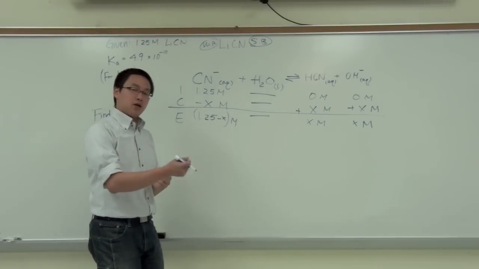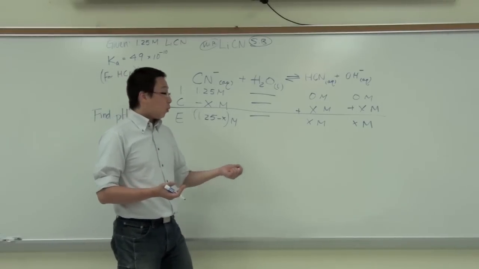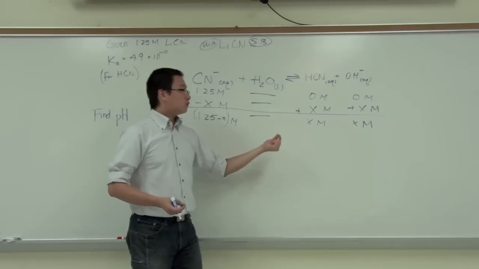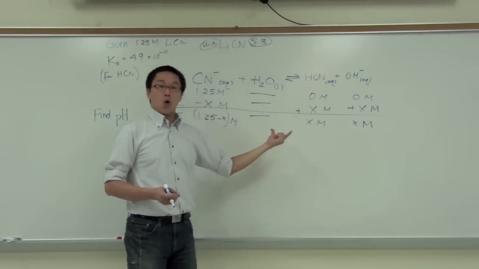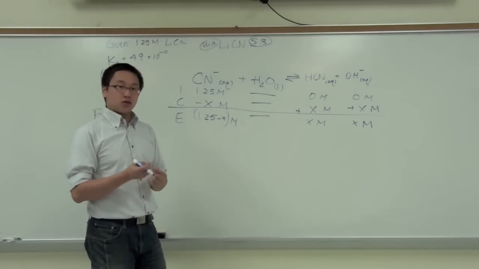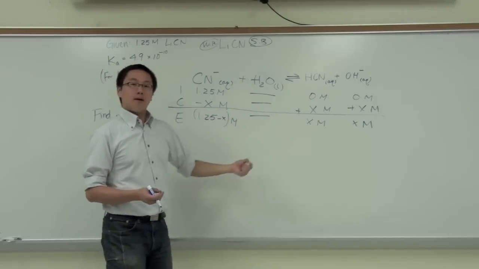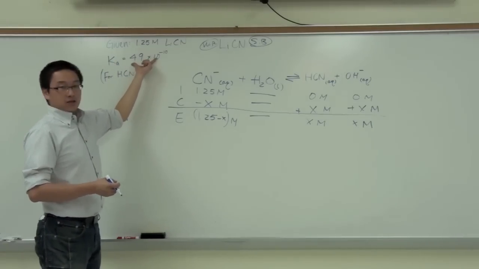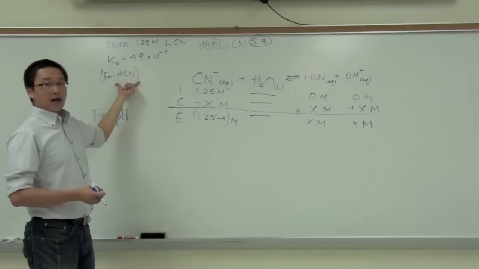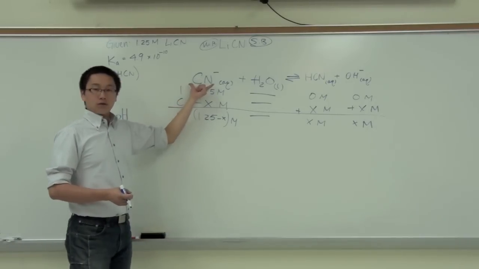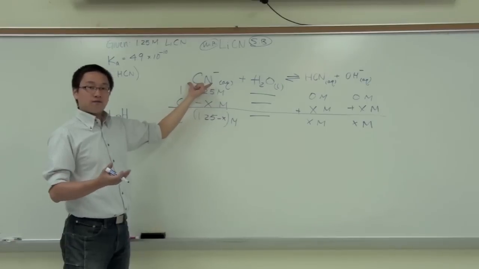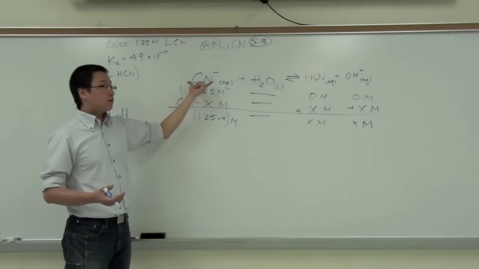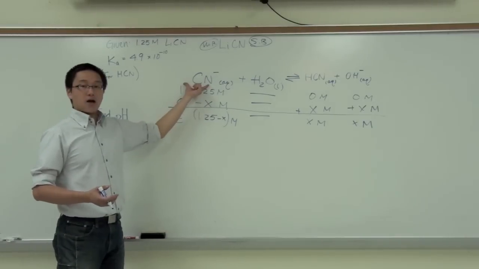In order to find pOH, we need to find out what the X is. In order to find the X value, we need an equilibrium constant so that we can solve for X. But the equilibrium constant given right here is the acid dissociation constant for hydrocyanic acid. It is not for this cyanide ion. How do we find the equilibrium constant for the cyanide ion?